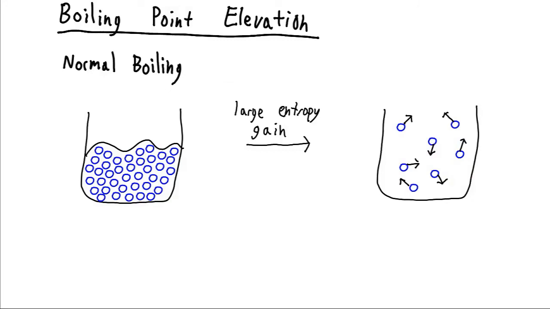We can apply similar reasoning to what happens to the boiling point of a liquid when we include solute particles in our solution. Now, if we don't have any solute particles, we just have a pure solvent, and we convert it into the gas phase by heating. Then those gas molecules can explore the confines of the container. They can bounce around in all sorts of different directions. This is our high entropy case. We have a very big increase in entropy going from the liquid to the gas phase.